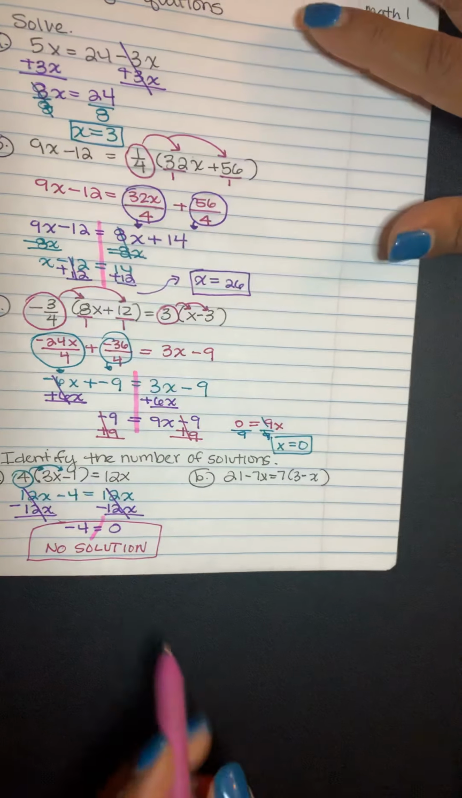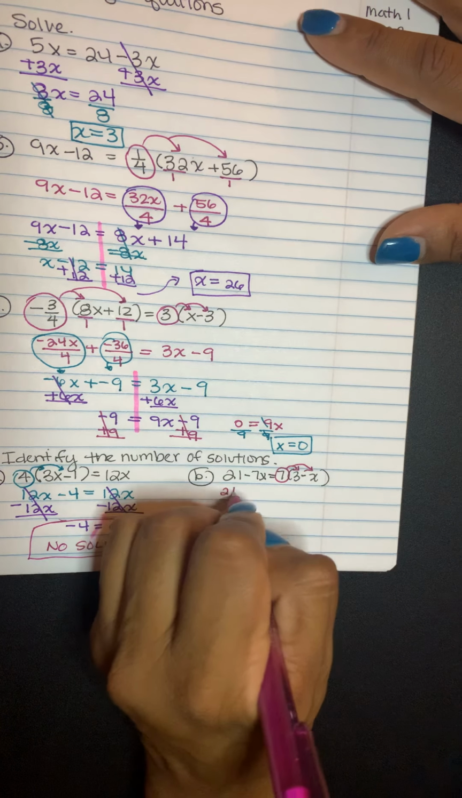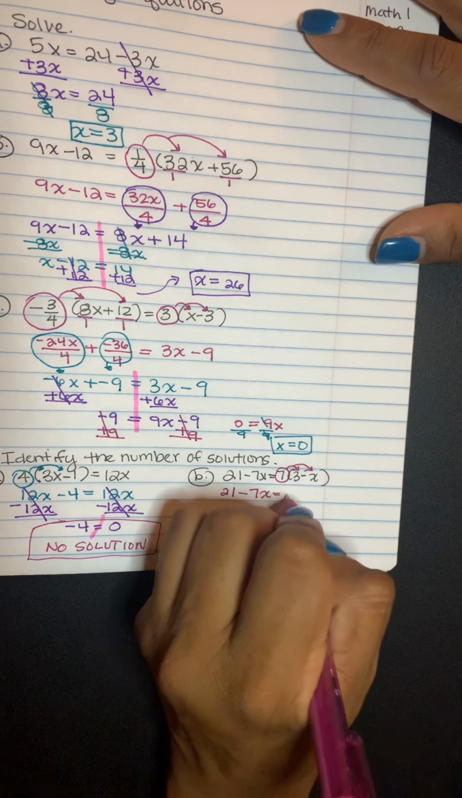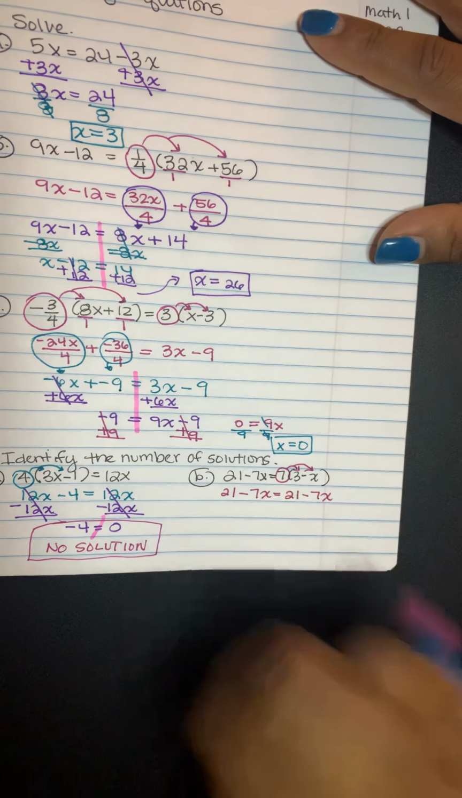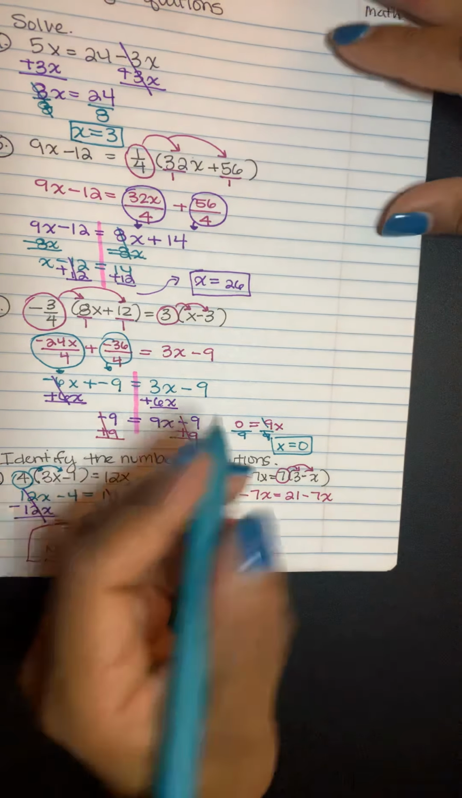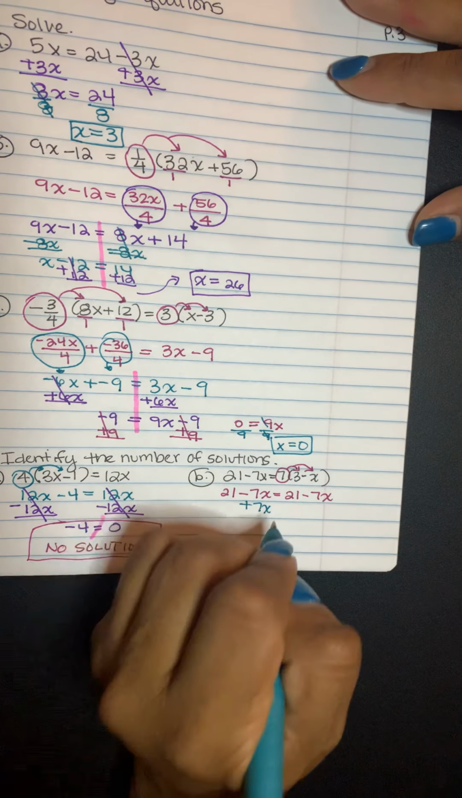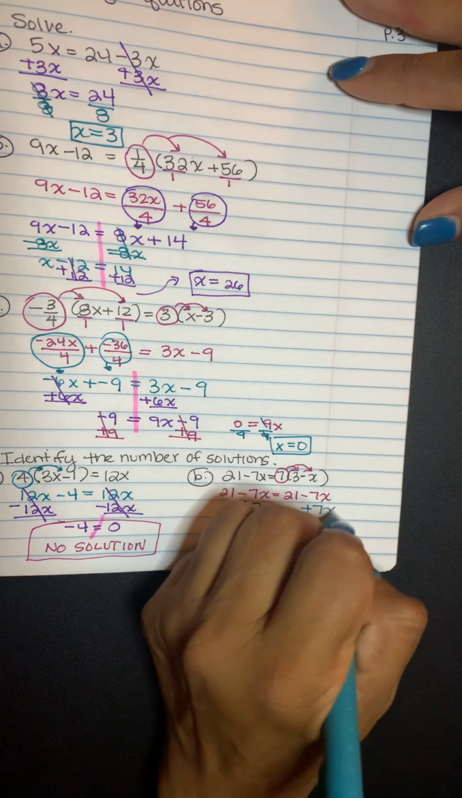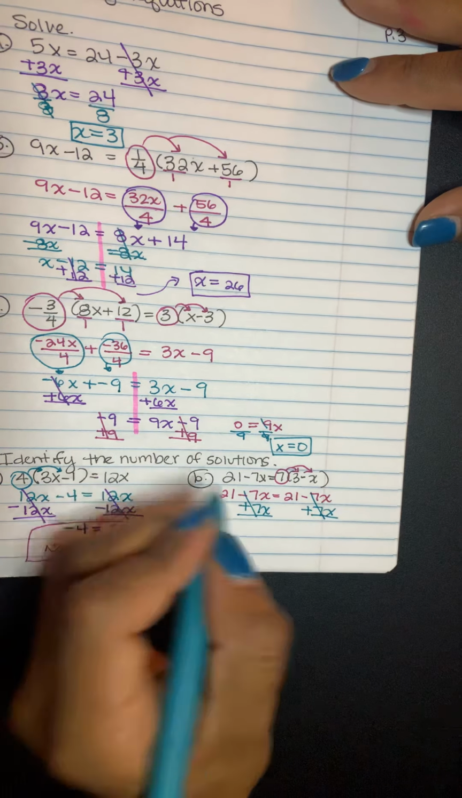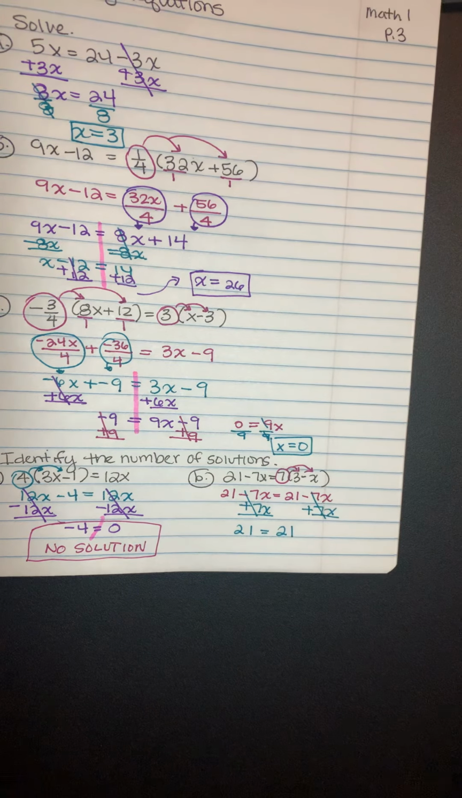Let's take a look at this one. I'm sure some of you already figured out what's going to happen here. Take this 7, let's distribute it. I'm going to write this down. 21 minus 7x is equal to 21 minus 7x. Okay, again, if you're thinking of moving the constants or the variable to one side, say we want to move this positive 7x over. Oh, look, our variable disappears. We're left with constants. Ask yourself this question. Does 21 equal 21?